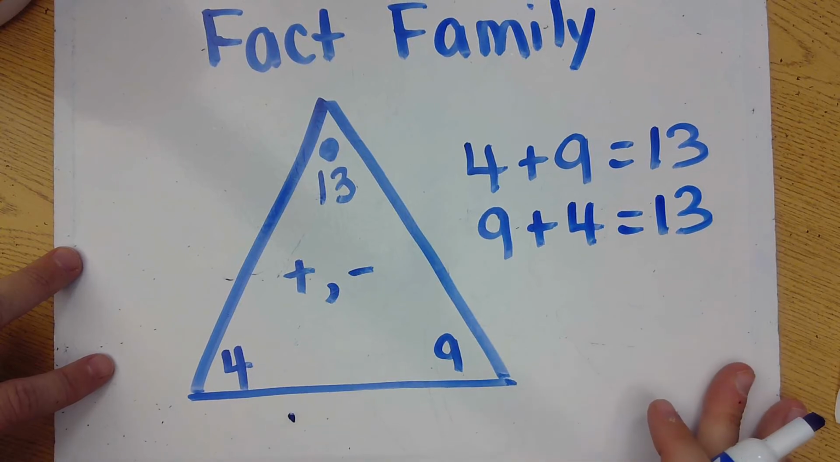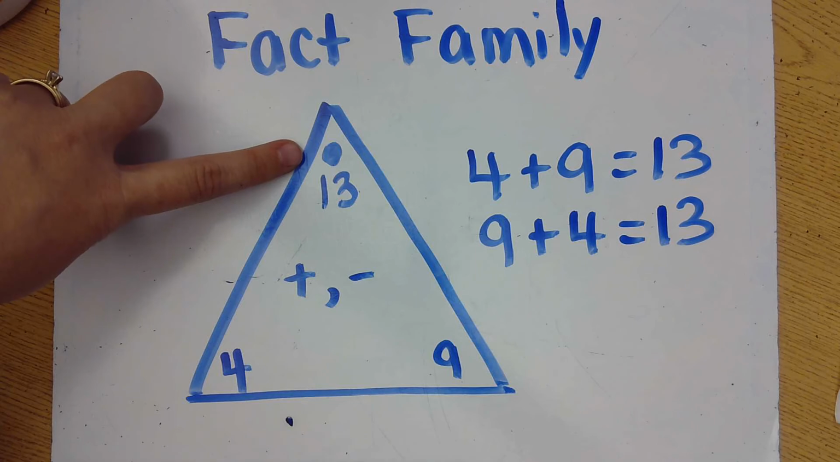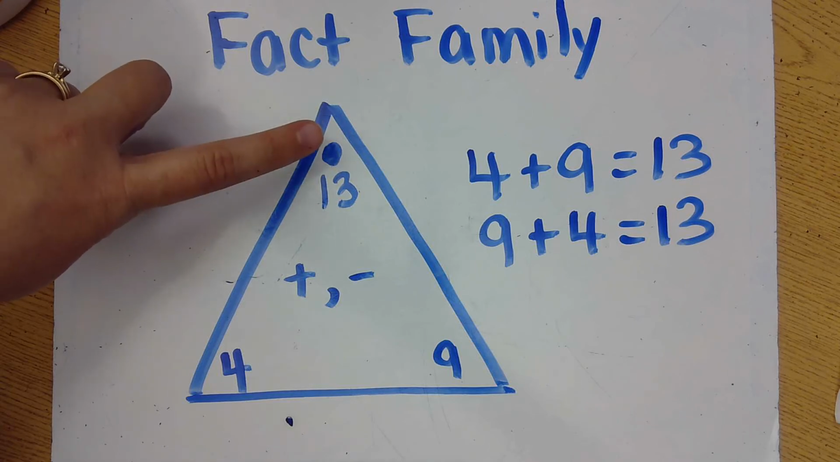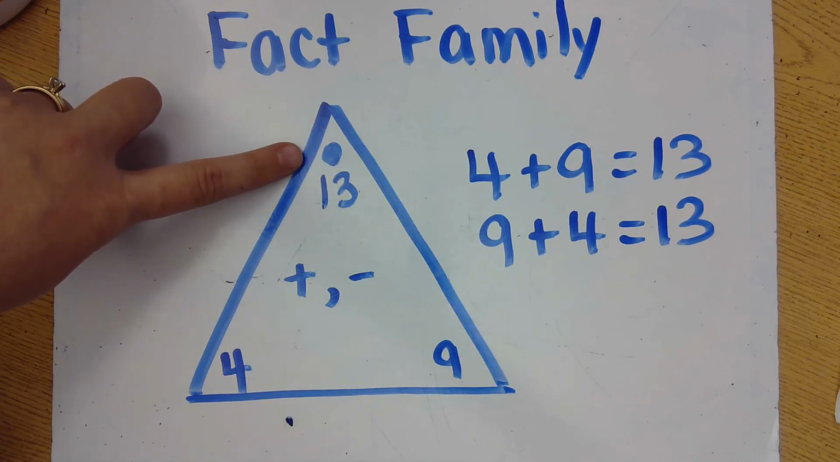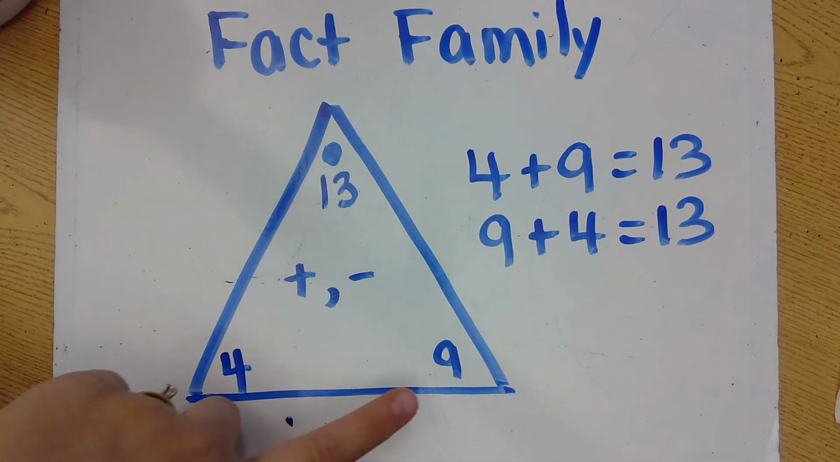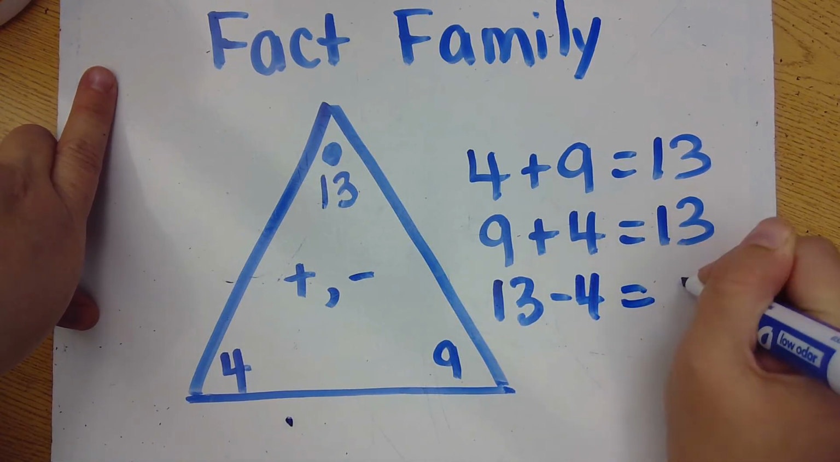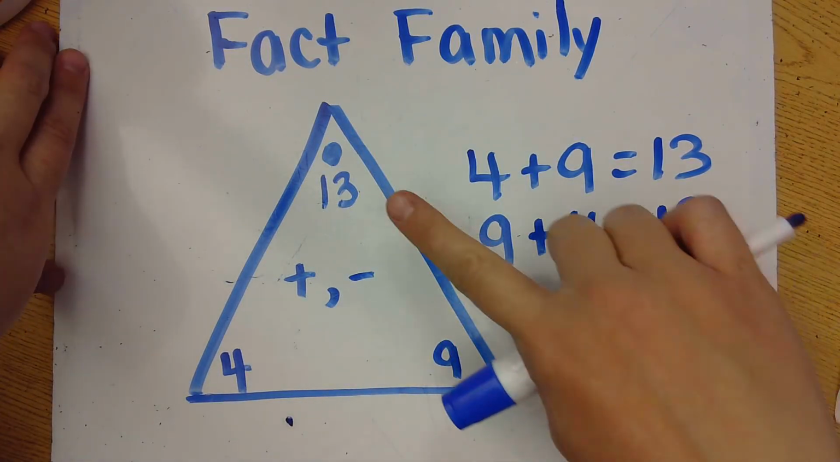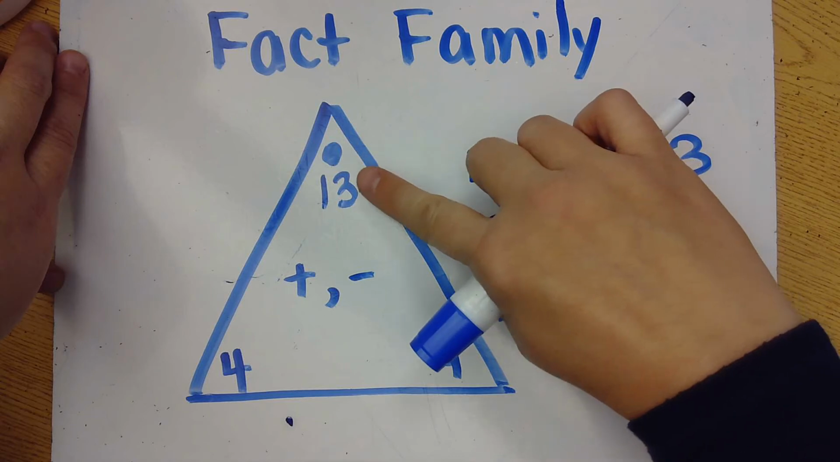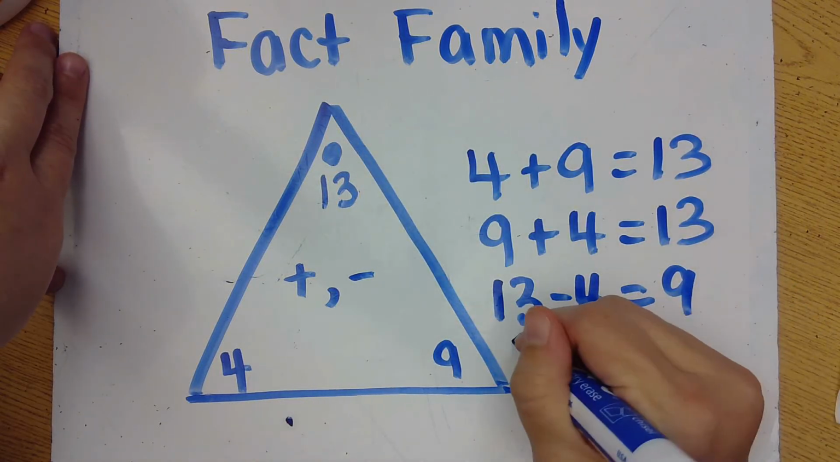I can also come up with my 2 subtracting problems. I'm going to start always with the largest number, or start where the dot is for my subtracting problems. 13 minus 4 equals 9. And I'm going to walk the other way, starting with the largest number. 13 minus 9 equals 4.